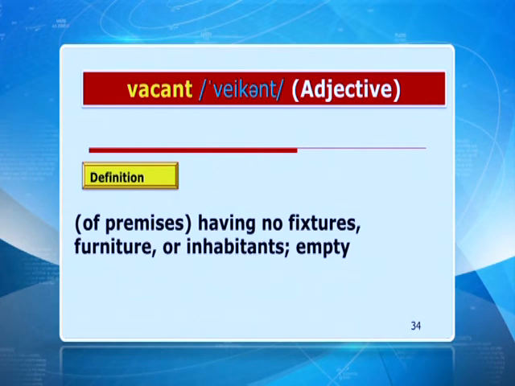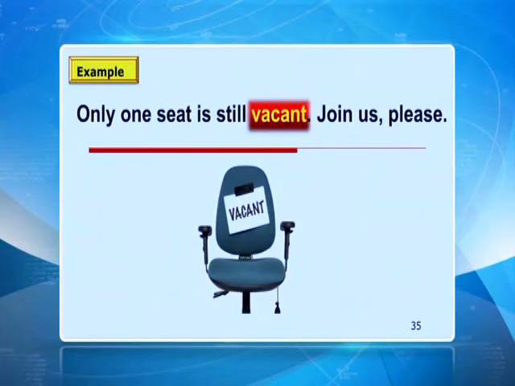The following word is an adjective, vacant. Vacant means having no fixtures or furniture or inhabitants, which means empty. So vacant means empty. Now let's take an example to make the word vacant clearer for you. For example, only one seat is vacant.